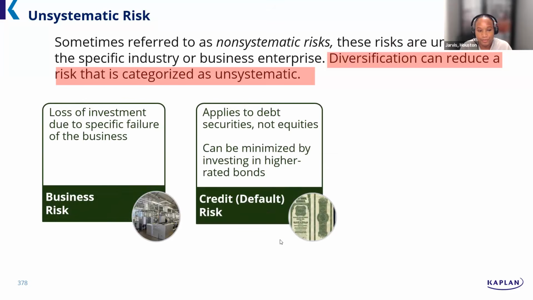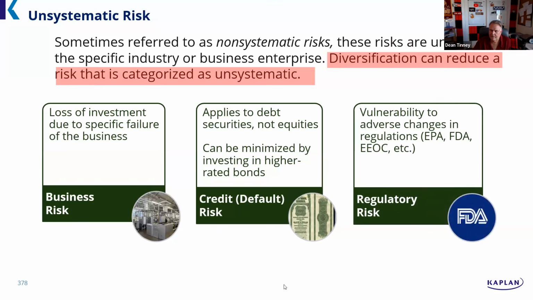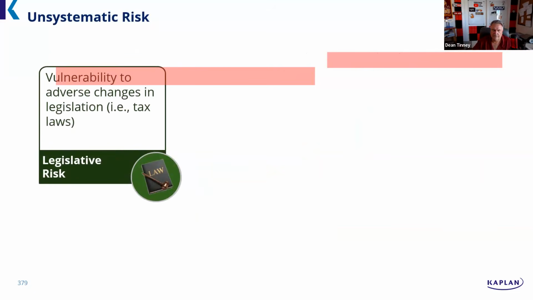Credit risk, we said we can diversify. We can buy more than one bond. Regulatory risk. Now, be careful on the test. A lot of people miss questions because they confuse regulatory risk with legislative risk. Legislative risk is Congress. This isn't Congress we're talking about. This is the EPA or FDA or the Equal Employment Opportunity Commission changing the rules. And if they change the rules, that could be a problem for us.